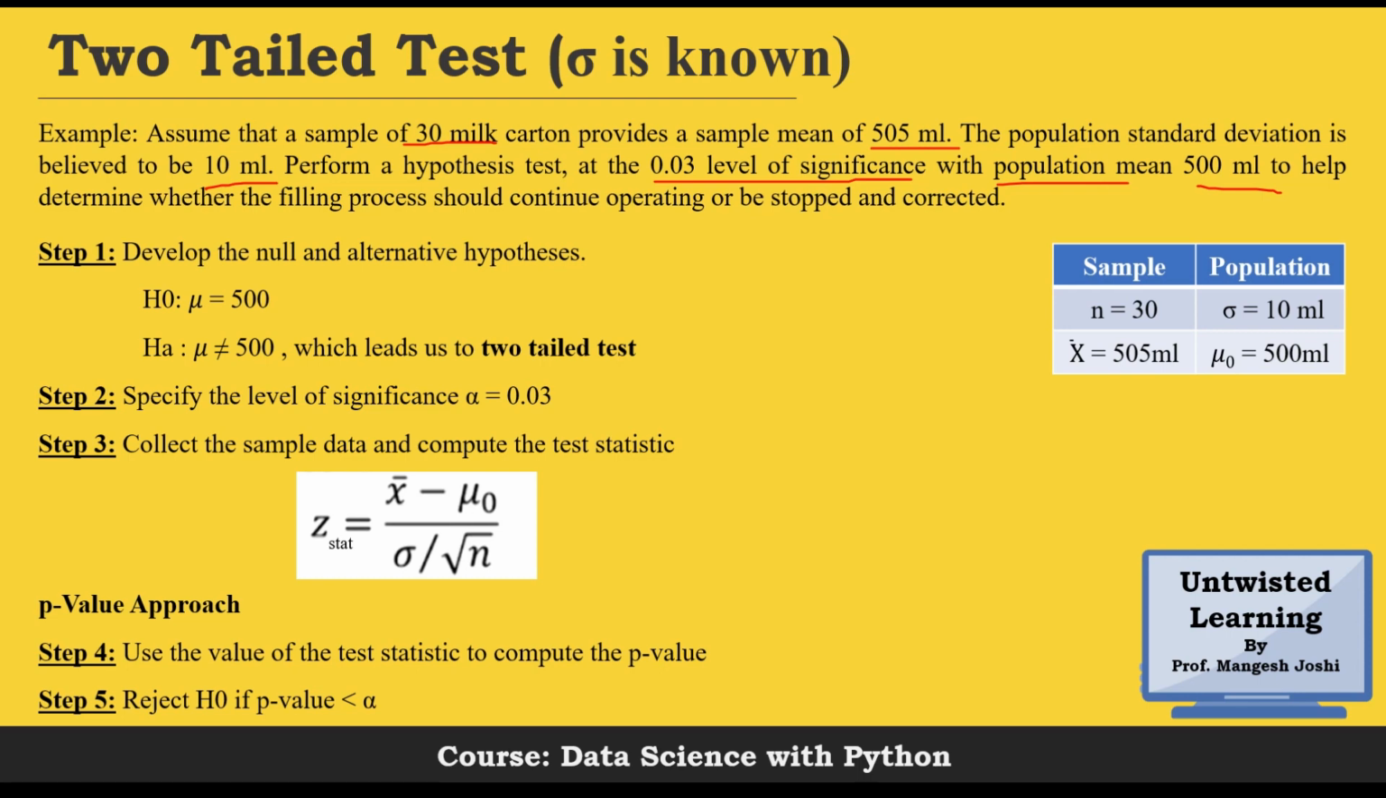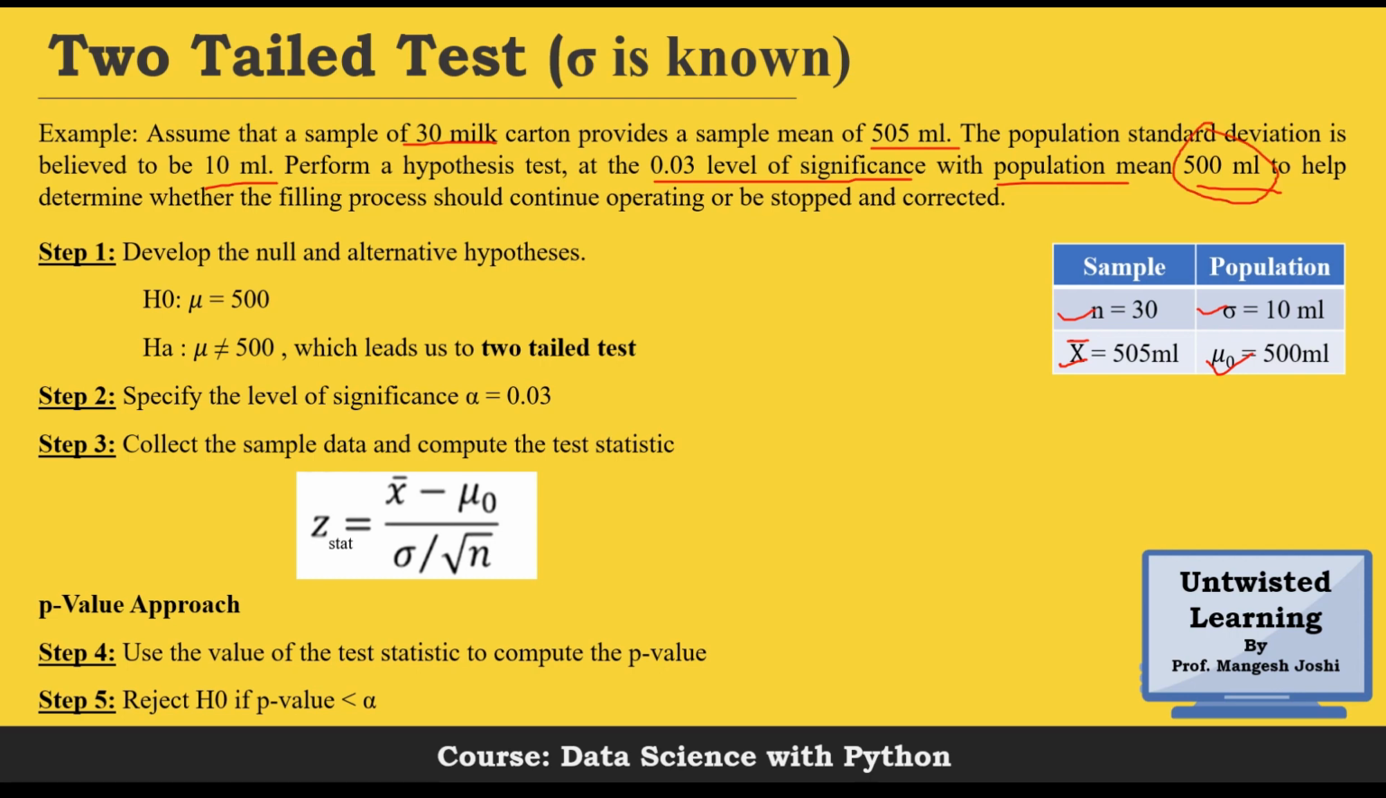So let us extract the data of the sample and population. So n is 30, x bar is 505, sigma is 10 ml, and the hypothesized value is 500 ml.